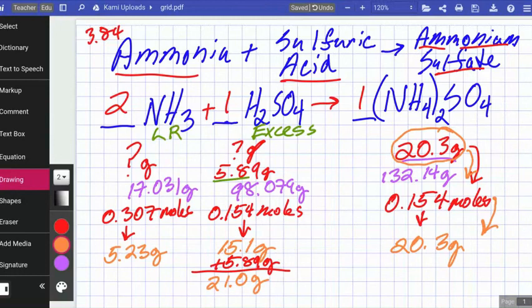So the moral of the story here is balance reactions, first thing. Next, if given grams, you're going to have to turn them into moles, which you then may have to turn back into grams. And that was that.